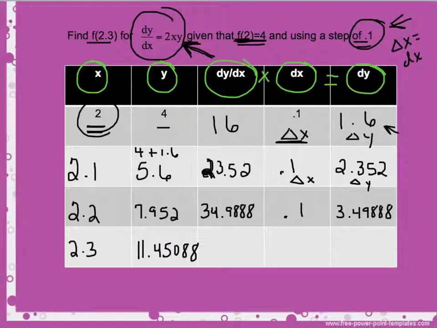11.45088. And I can stop here because I now know, remember the problem was find f of 2.3. When x is 2.3, y is 11.45088. And in 3 decimal places on the AP test, we would expect that they would accept either 11.450 or 11.451.